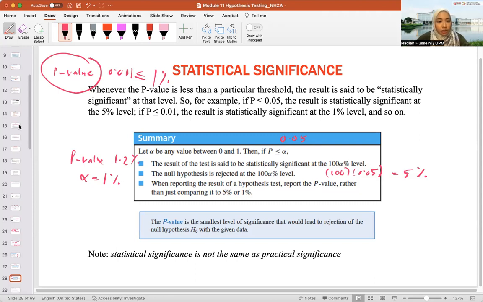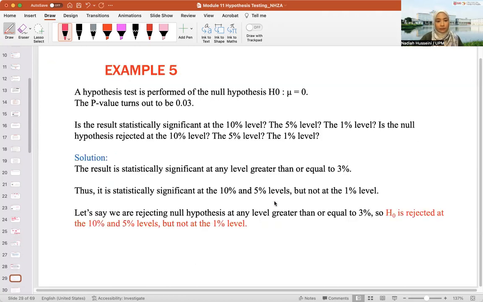Okay, so again, I'm going to recap this. Your p-value tells you how likely your null hypothesis is true or false, right? This is what it tells you. Your statistical significance tells you the threshold at which you are going to reject your null hypothesis or accept. So 5%, 10%, 1%, depends on you. But you have to define that early on. So the p-value is the smallest level of significance that would lead to rejection of the null hypothesis with the given data. Whatever that means.